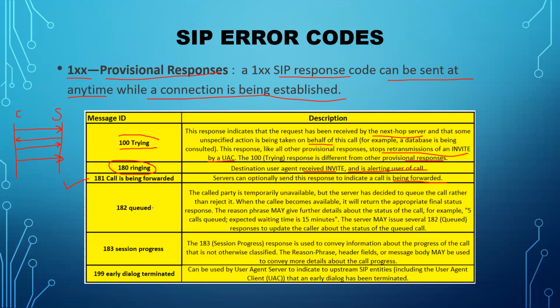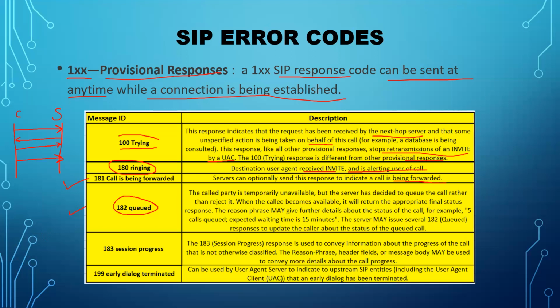Next, we have this 182 Queued, right? What does 182 Queued mean? Let's take an example. If your next destination party, or the called party, is temporarily unavailable, so instead of rejecting the call, your server will take the call and hold it. What does it mean, hold it? Let's take an example.